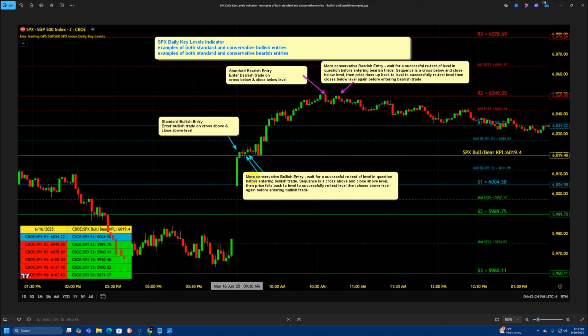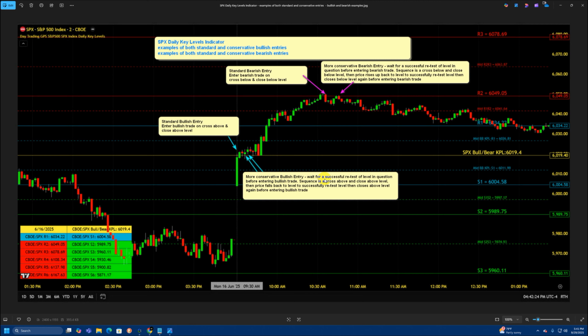Your second option is to take a more conservative bullish entry approach. On the more conservative bullish entry approach, you are requiring a retest of the level, a successful retest of the level before entering your trade. So in the case of a bullish trade, you're waiting for a successful bullish retest of the level in question before entering your bullish trade.